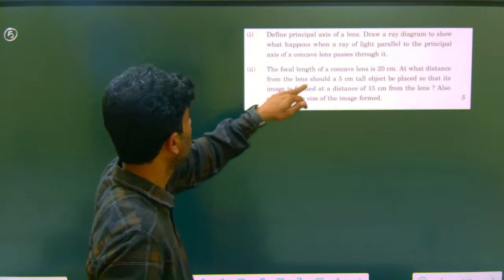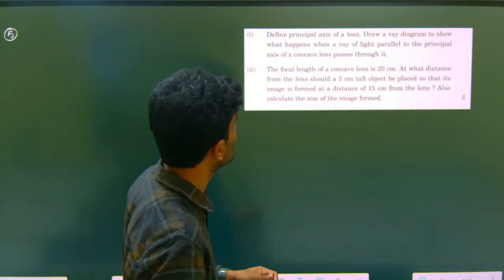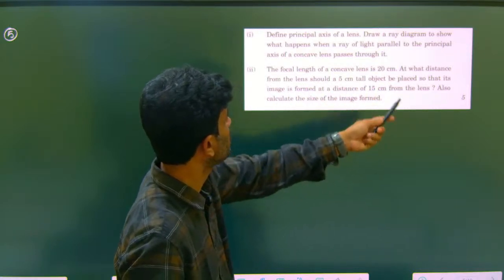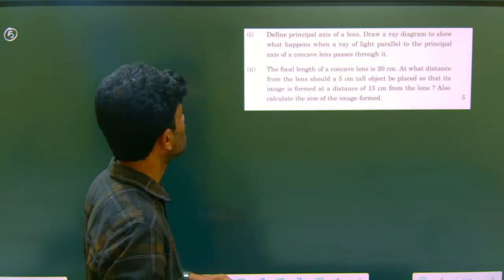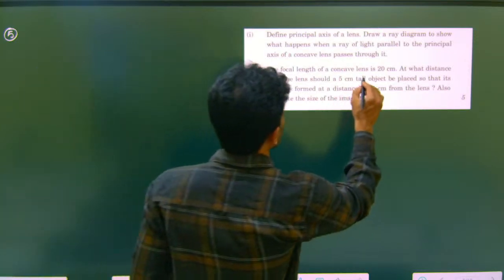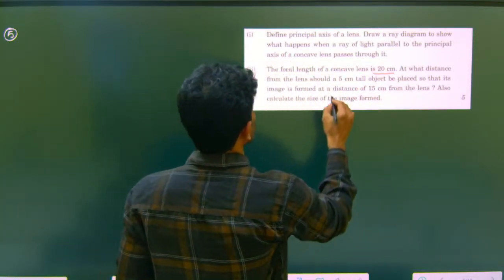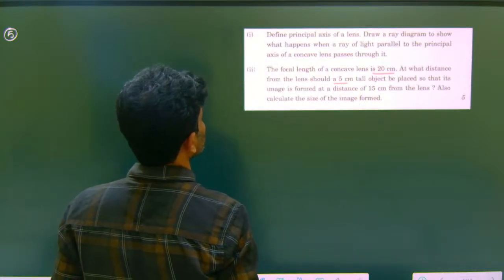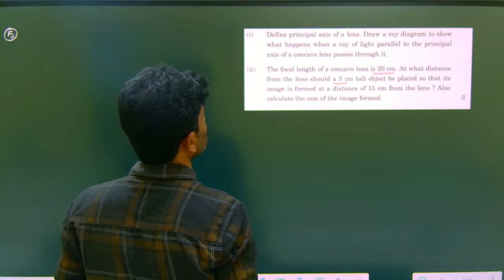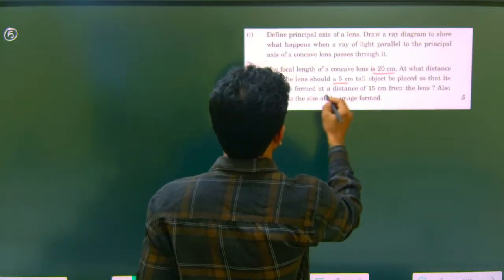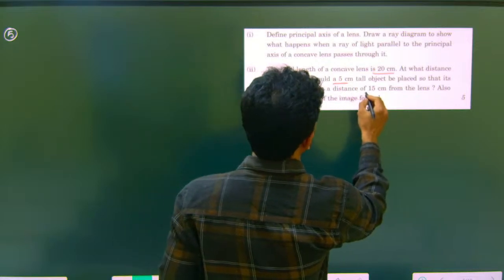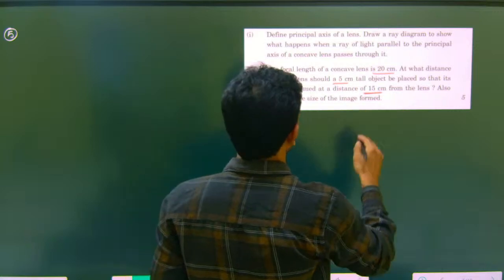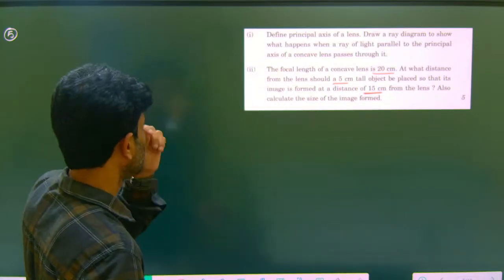In the next question, focal length of a convex lens is given as 20 centimeters. At what distance from the lens should a 5 centimeters tall object be placed so that its image is formed at a distance of 15 centimeters? What information is given here? Focal length is given, this is the object height, and image is formed at a distance of 15 centimeters. So image distance is given. They are asking to find one is object distance and other is size of the image.